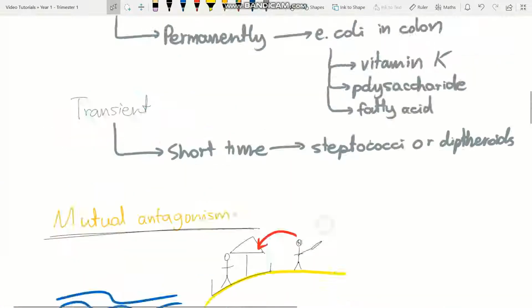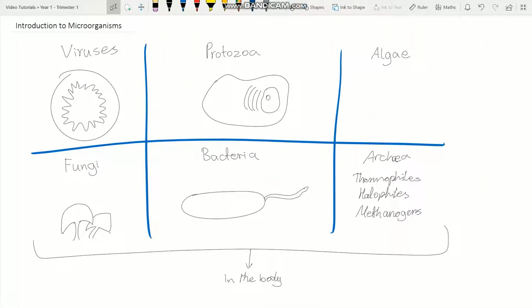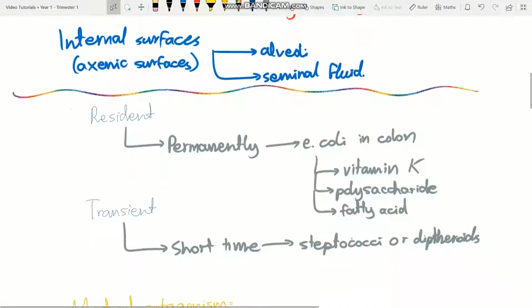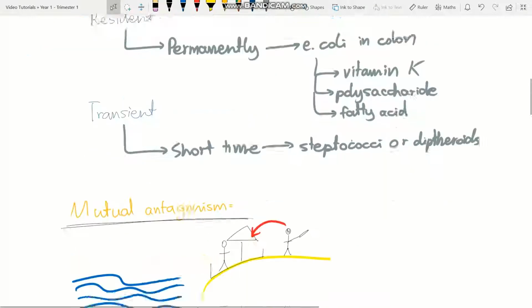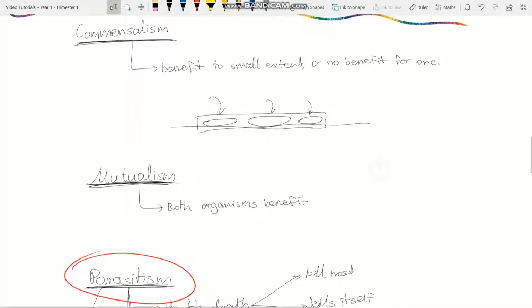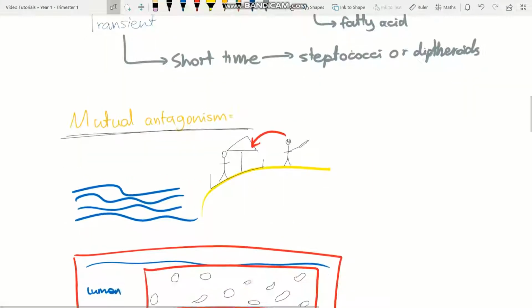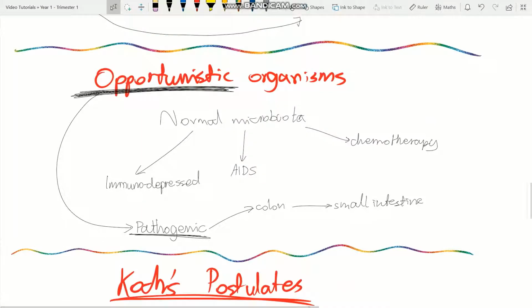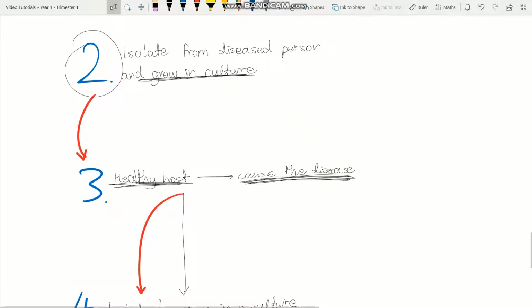So in conclusion, this is basically a very broad overview on microorganisms in the body. There are 6 types. They can be present only on external surfaces in the body. They can have 4 main relationships, as well as there being resident and transient microbiota. They can help in protecting the body. They can, in certain special situations, cause negative effects, and they also can be tested to cause disease in 4 small steps.